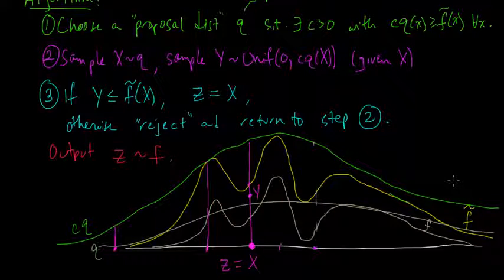And next, we'll take a look at the formal statement of why this is a valid procedure, why it gives you true samples from the target distribution F.